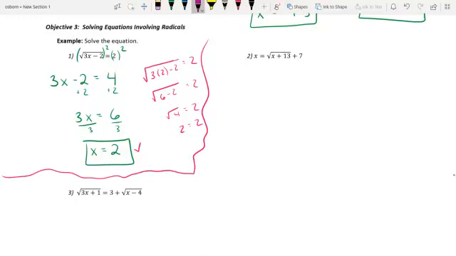Alright, let's look at the next example. Here I have x is equal to the square root of x plus 13, and then I'm adding 7. First thing I want to do is isolate that radical, so I'm going to subtract 7 from both sides. That gives me x minus 7 is equal to the square root of x plus 13. At this point, it looks very similar to the first example, where I'm going to square both sides.